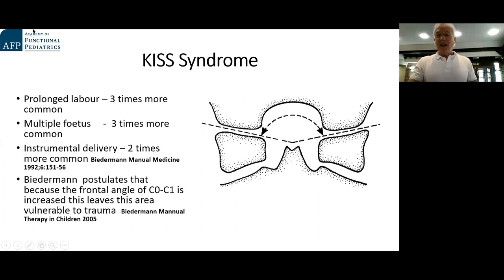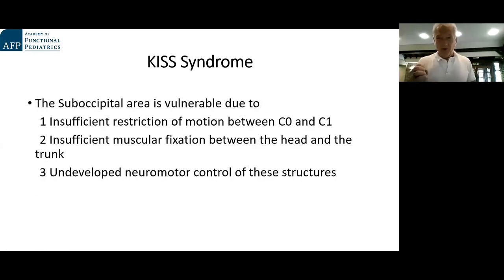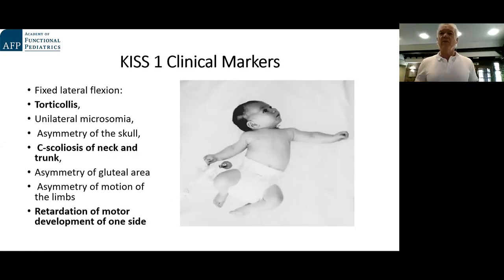And why do they have these problems? If you look at this frontal angle here, so we've got our atlas and your occiput there, you see this frontal angle between those joints is very open, very shallow. This leaves the area vulnerable to trauma. And there's a lack of restriction of motion in there. The baby hasn't got much ability to react to its environment, to change its head position. It's got very little head control, lack of muscular fixation, and a lack of neuromotor control. So that's where the KISS syndrome becomes an issue.